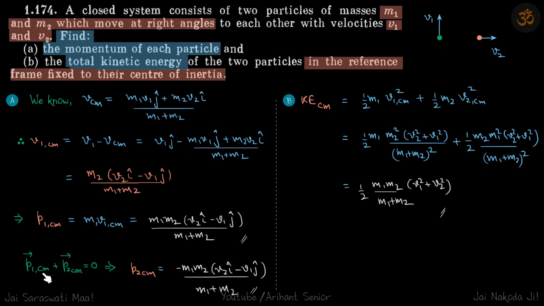Now the combined total momentum of the system with respect to the center of mass is always 0. So P1 CM plus P2 CM is 0, and we have already found P1 CM, so we'll just put a minus sign on that, and that will be the momentum of 2 with respect to the CM.